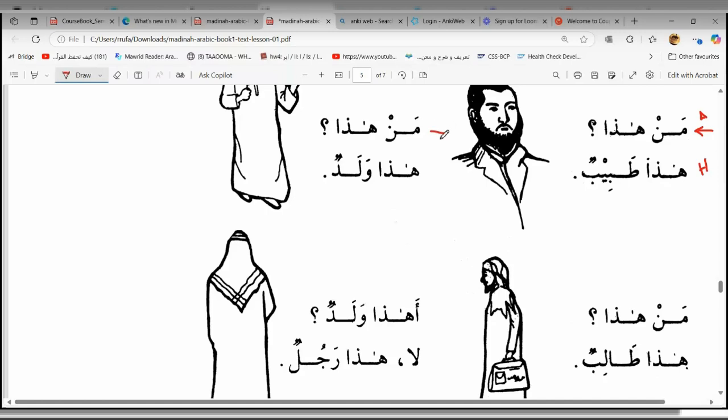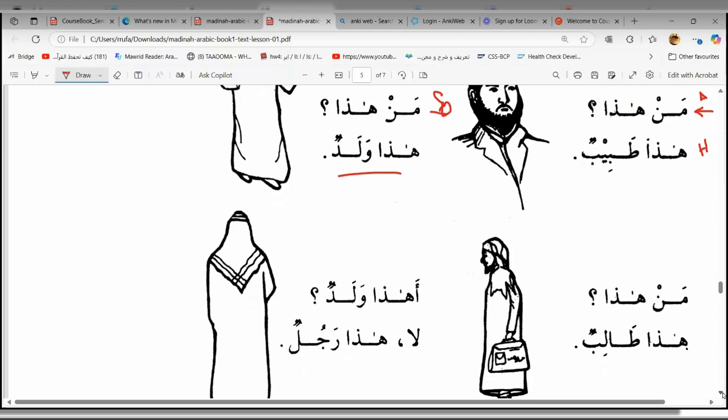Let's do Safe. Safe, you ask the question. Man hada? هذا ولد. Okay. And we know what these things mean, right? Who is this? This is a doctor. Who is this? This is a boy. We'll do the same thing here.